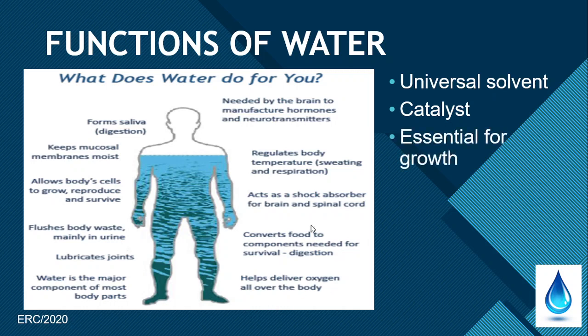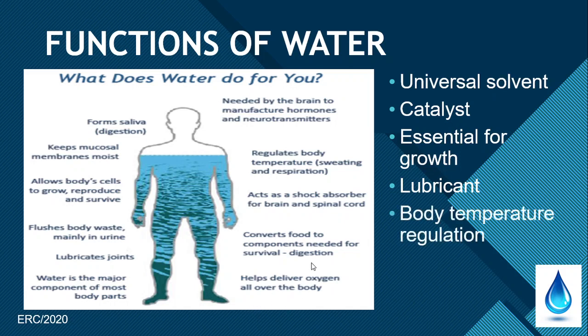Number 3, essential for growth. It is a vital component of the tissue, muscle, glycogen, and others, and is very essential for growth. Number 4, lubricant. Water acts as a lubricant of the joints and the viscera in the abdominal cavity. Number 5, body temperature regulation. It is also a regulator of the body temperature through its ability to conduct heat.